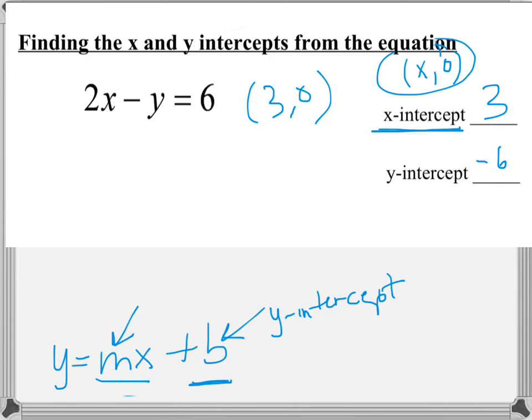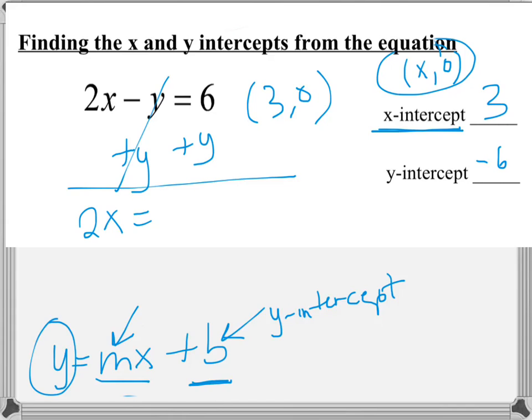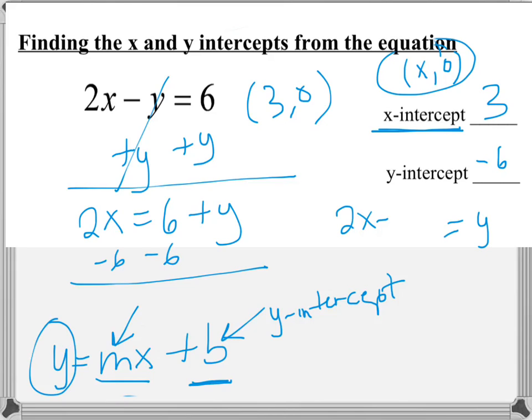All right, so if I were to solve this equation that's given in standard form into slope-intercept form, I want to solve for y, right? I want to get y by itself. So the trick here is, if you're subtracting y, the best first move is adding y to both sides. So here I'd have 2x is equal to 6 plus y. In this case, it makes the y positive. Now I can subtract 6 from both sides. So I'd have y is equal to 2x minus 6.